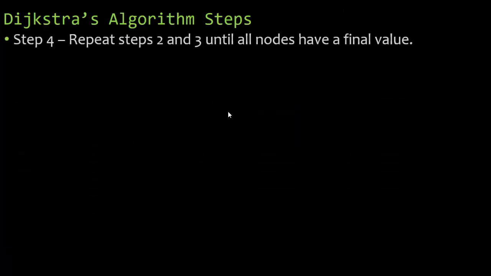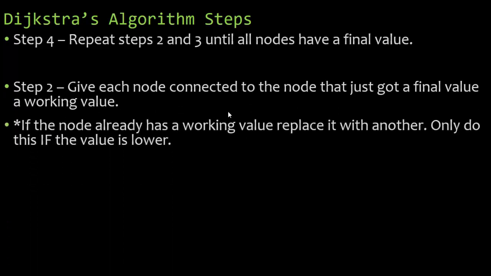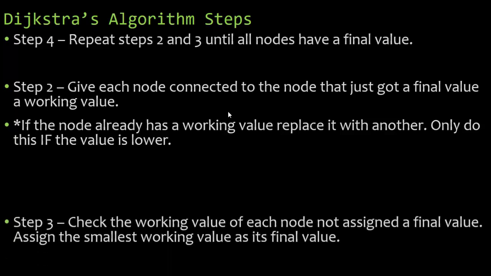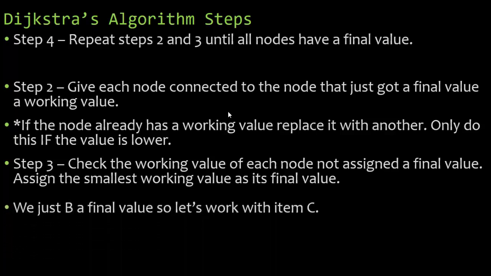So we repeat steps 2 and 3 until all nodes have a final value. Don't forget, we still have E and D out there. So step 2, give each node connected to the node that just got a final value a working value. Remember, if the node already has a working value, we replace it with another, but we only do this if the value is lower. Step 3, we check the working value of each node not assigned a final value. We assign the smallest working value as its final value.